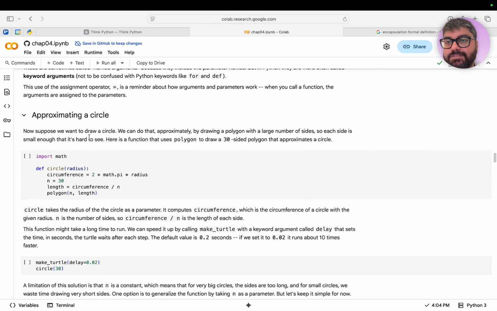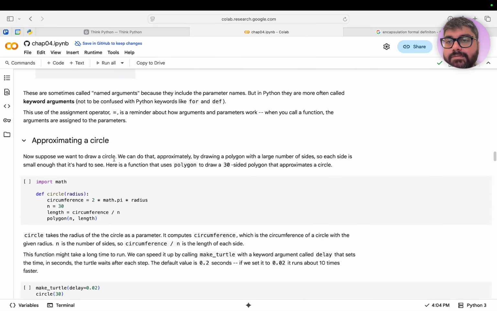Approximating a circle, Jesus Christ. Suppose we want to draw a circle, we can do that approximately by drawing a polygon with a large number of sides, so each side is small enough that it's hard to see. Here's a function that uses a polygon to draw a 30-sided polygon that approximates a circle. Okay.